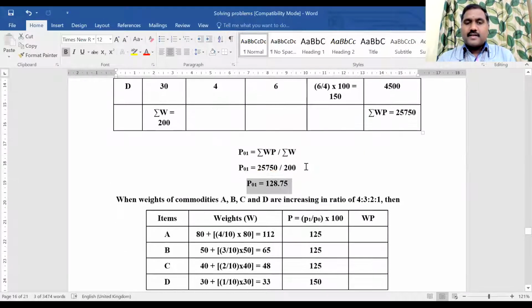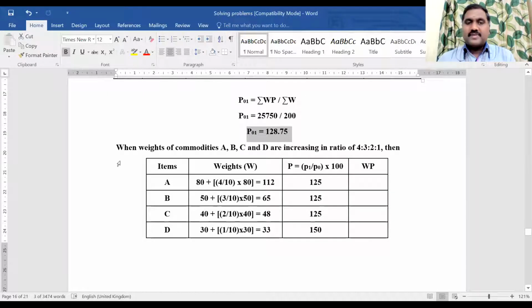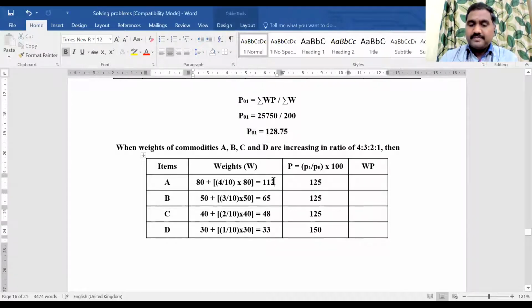Now, the second part, because they have given an adjustment. We already solved this problem up to this point. When the weights of the commodities increase in the ratio 4:3:2:1, what will be the new weightage? So we have to calculate the new weightage along with the existing weightage. The existing weightage is 80, plus what is the change in the first commodity? 4. 4 by 10 of 80 will be 32. So 80 plus 32 will be 112.